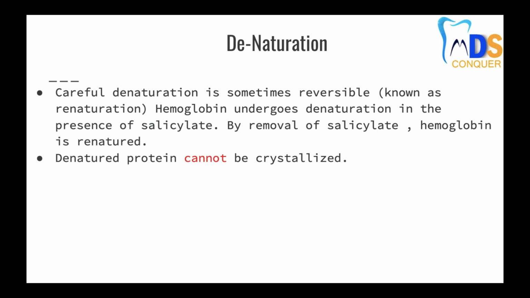The example for renaturation is hemoglobin, which undergoes denaturation in the presence of salicylates, but by removal of these, the hemoglobin can renature by itself. This is an exception case, so you have to remember this example. Also, denatured proteins cannot be crystallized.